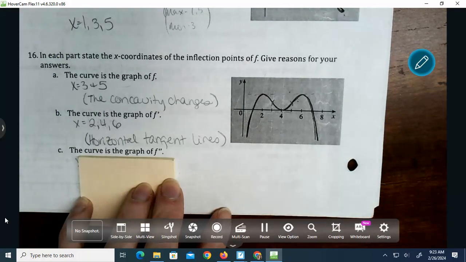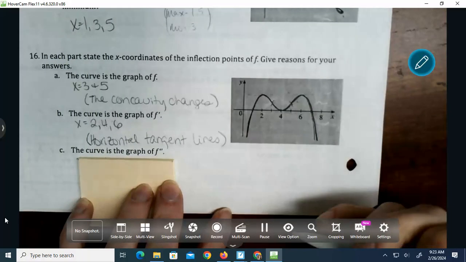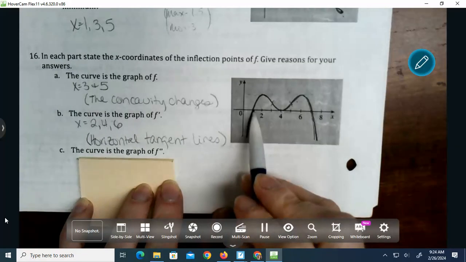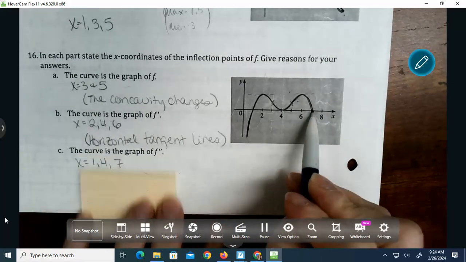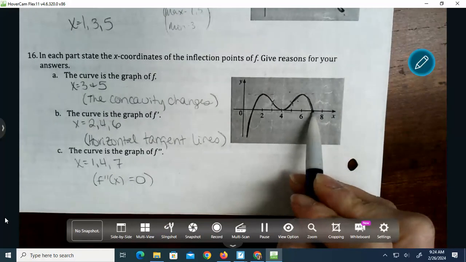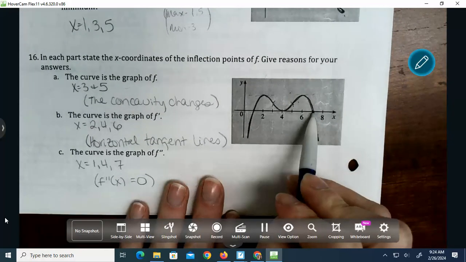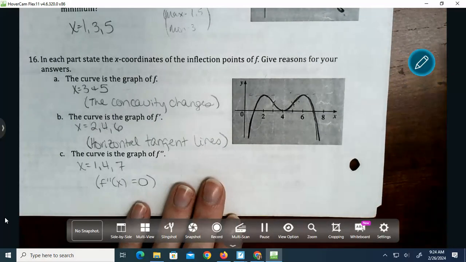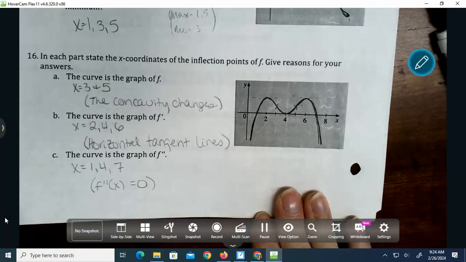See, if we are looking at the second derivative, inflection points are when the second derivative is 0, so that's at 1, 4, and 7. Do you guys see that? Some good thinking questions.